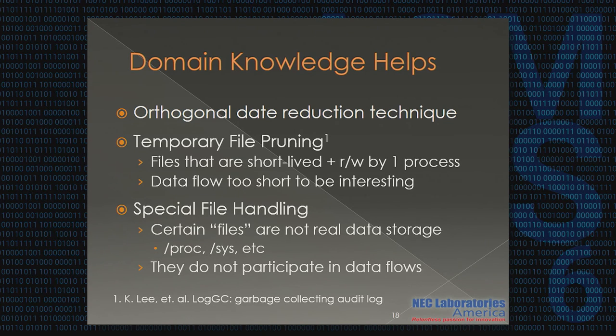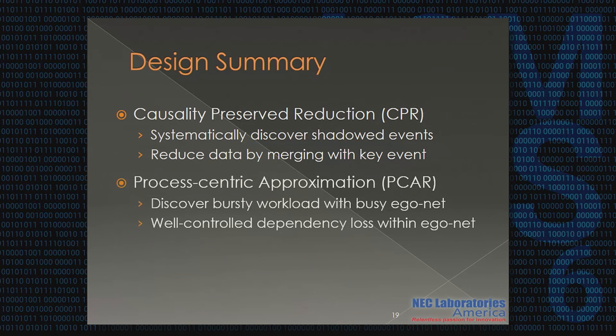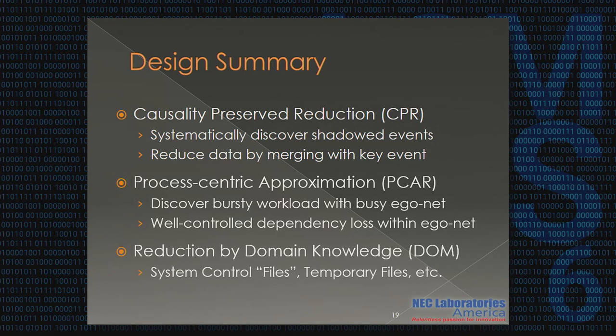As a quick summary, here we have three techniques to reduce the data volume. The first technique is a lossless approach. We systematically discover the shadowed events and reduce data by merging them with the key events. Second is an approximation technique. We discover bursts of workload with a very busy EgoNet, and we apply a well-controlled dependency reduction technique within the EgoNet to reduce data. Finally, we also incorporate domain knowledge-based data reduction techniques, for example for system control files and temporary files.